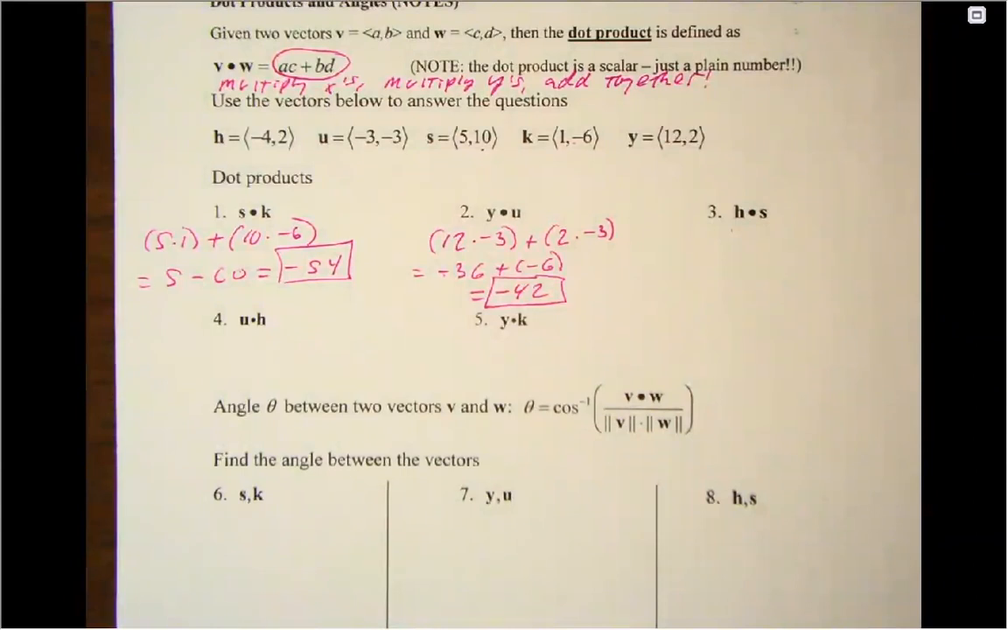Again, we're multiplying the x's, multiplying the y's, and then adding them together. Then whatever you get is what you get. That's your dot product.